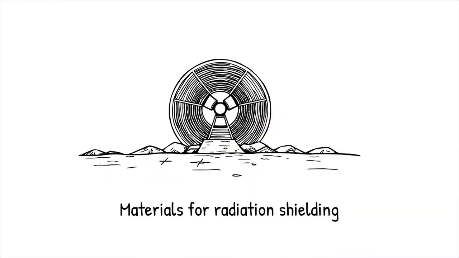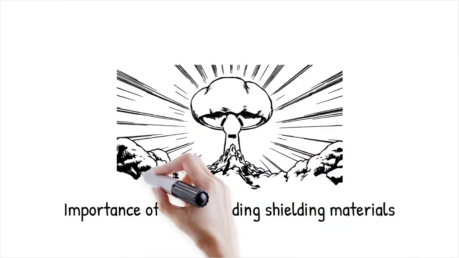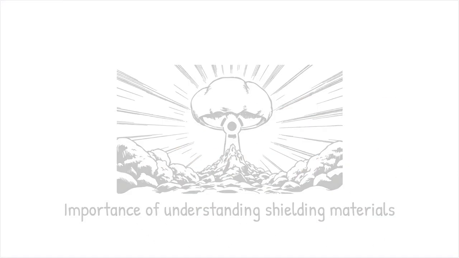Lead, due to its high density, is excellent for gamma rays, while concrete and earth are more accessible and effective for neutron radiation. The choice of material depends on the type and energy of the radiation, as well as practical considerations such as availability and ease of use. Understanding these materials is key to constructing effective fallout shelters and protective barriers.